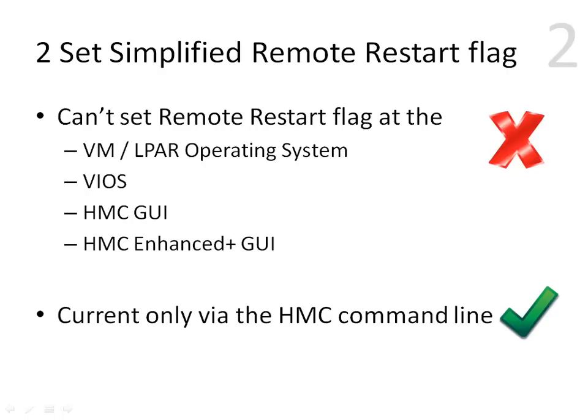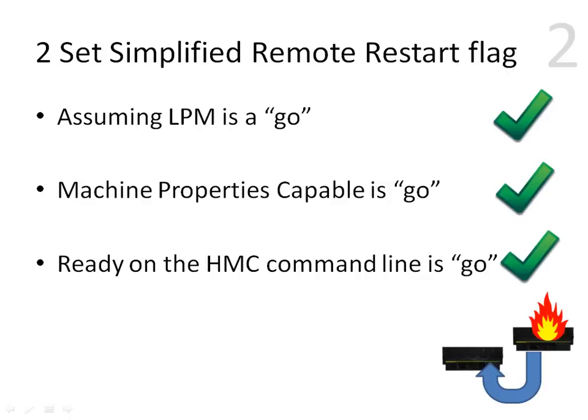So how do you actually set this remote restart flag? Well, you can't do this at the OS, the VIO server, or the HMC graphical interface, although it does look like you can in some places. You currently have to use the command line interface. Now, with newer versions of the HMC, we may have a graphical user interface to do this, but at the moment, not. We have to go to the command line. So I'm going to assume you know how to get to the Hardware Management Console command line. You can SSH to it and use the same user and password as you can with the graphical user interface.